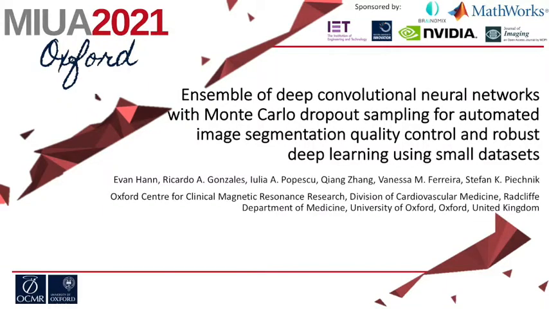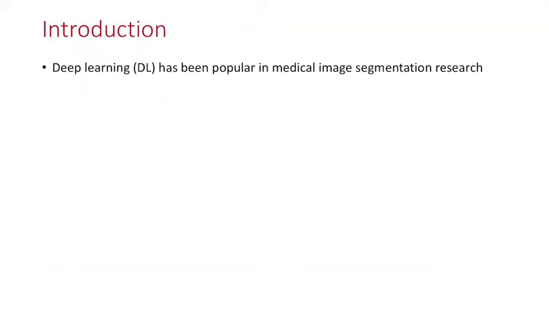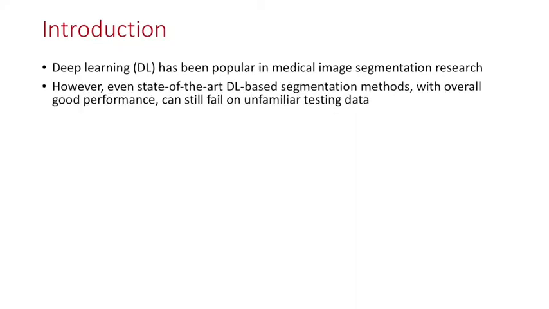Hi, I'm going to talk about Ensemble of Deep Convolutional Neural Network with Monte Carlo Dropout sampling for automated image segmentation quality control and robust deep learning using small datasets. Deep learning has been popular for medical image segmentation research, but even state-of-the-art deep learning methods with overall good performance can still fail on unfamiliar testing data.